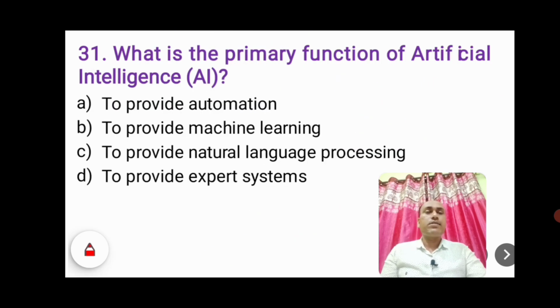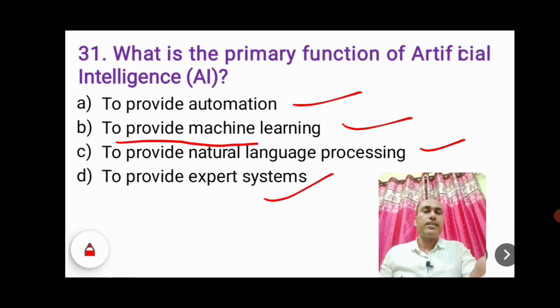What is the primary function of artificial intelligence, AI? In the modern era of AI, you should know what is the primary function, why AI is required. To provide automation, to provide machine learning, to provide natural language processing, to provide expert systems. The answer will be B, to provide machine learning.